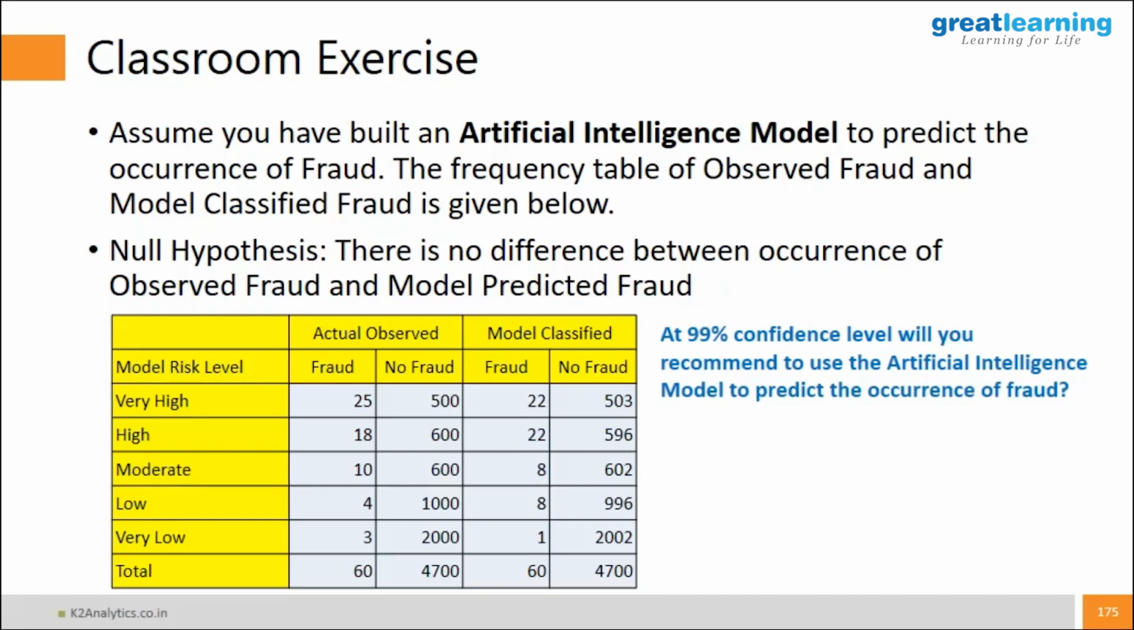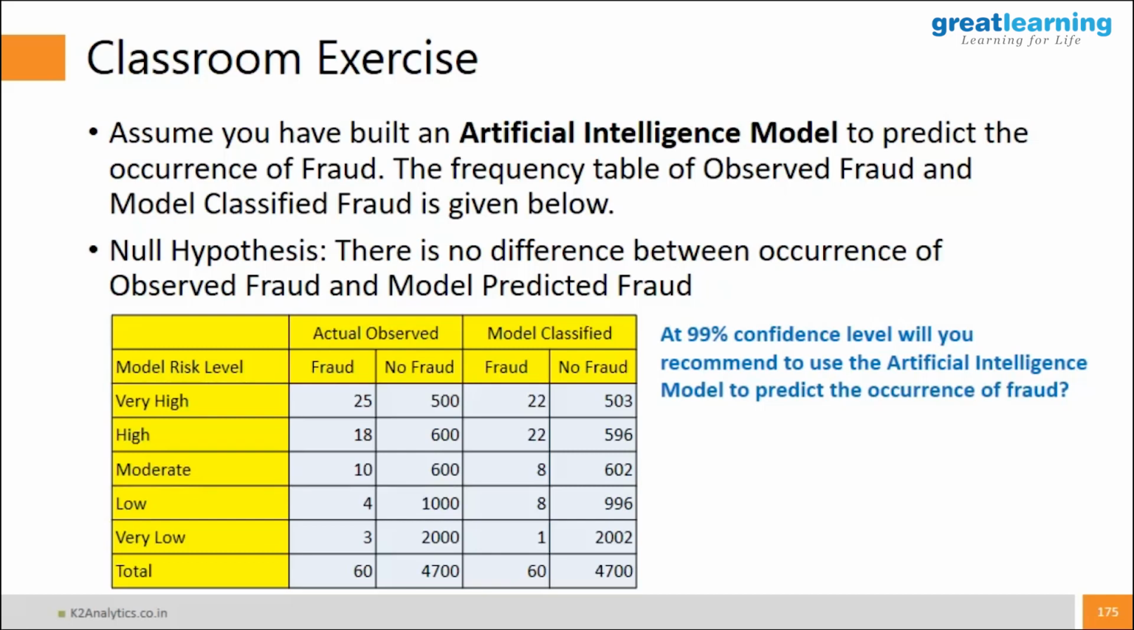Compared to that, there is a model that classified frauds and no fraud. If actual and model numbers are matching, my model is a good model. Right or wrong? Actual and the observed, a model predicted numbers. In high risk, the actual numbers were 25 fraud and 500 no fraud. The model predicted that there will be 22 cases of real fraud and 503 no fraud.